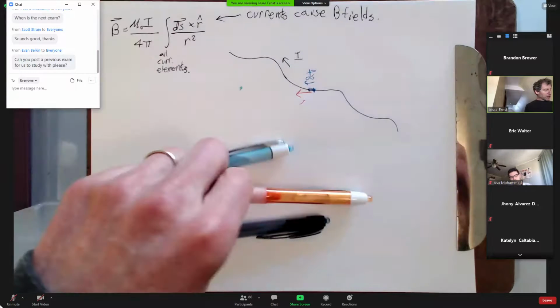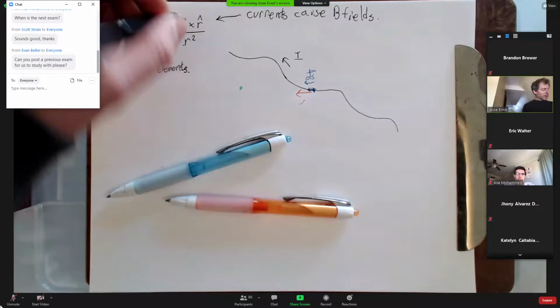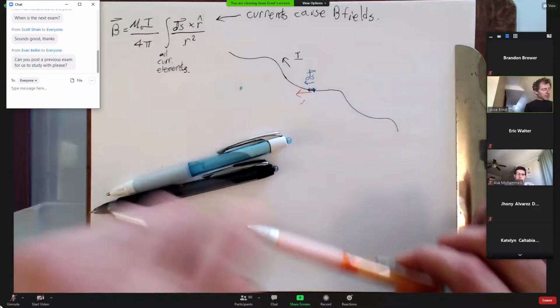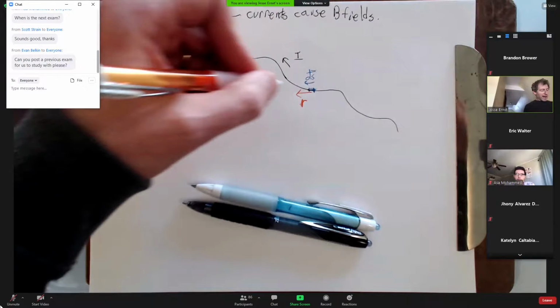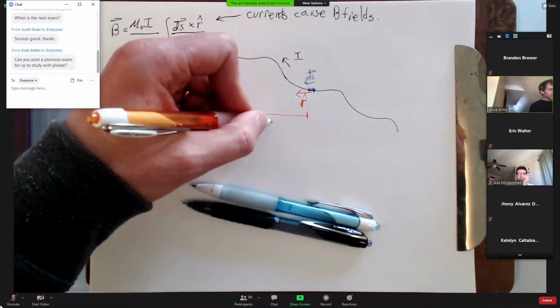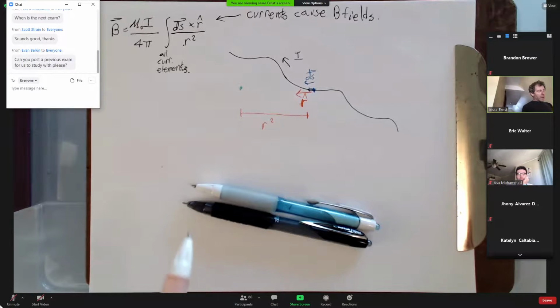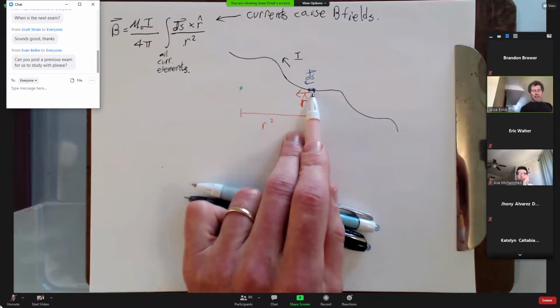To follow the notation in your book, I can't remember if they use script R or regular R, but I wrote it as regular R. That's R hat, and then this length is R. Okay, so this particular element wouldn't really contribute anything.